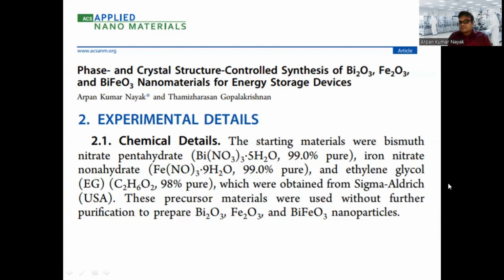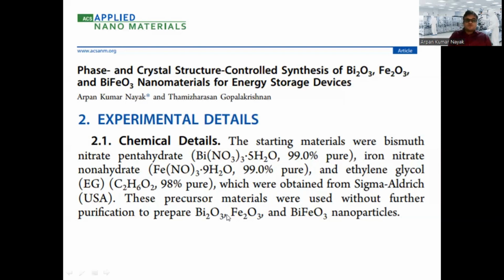Where did we obtain them? From Sigma Aldrich, USA. So we bought these chemicals from Sigma Aldrich USA. If someone wants to do this experiment, they can directly buy these chemicals from Sigma Aldrich with this purity. Next, you can see these materials were used without further purification to prepare the samples. So what I mentioned, we used.